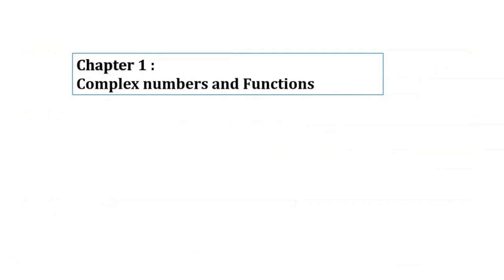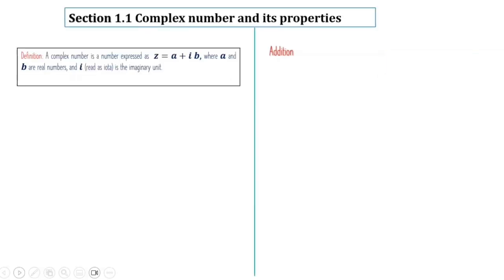Welcome to the course of complex analysis, and today we are going to start chapter 1, which is complex number and complex function. So a complex number is a number expressed as z equal a plus iota b, where a and b are real numbers and iota is the imaginary unit. Here iota is equal to square root of minus 1.